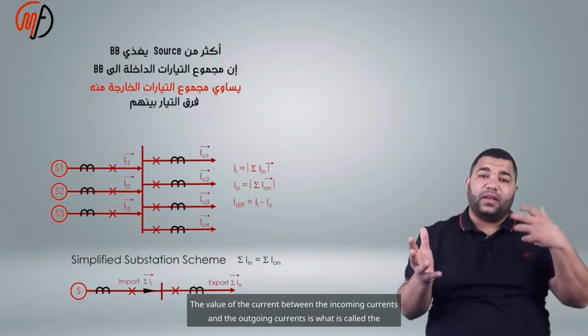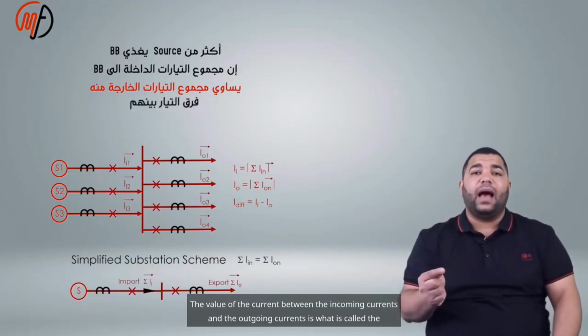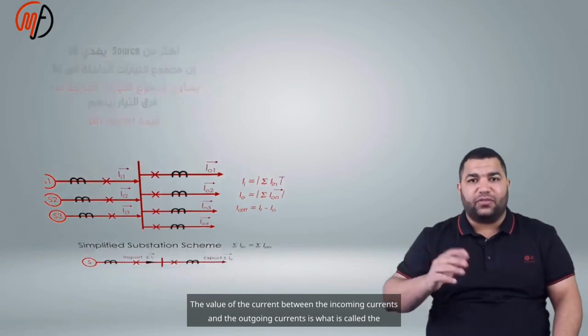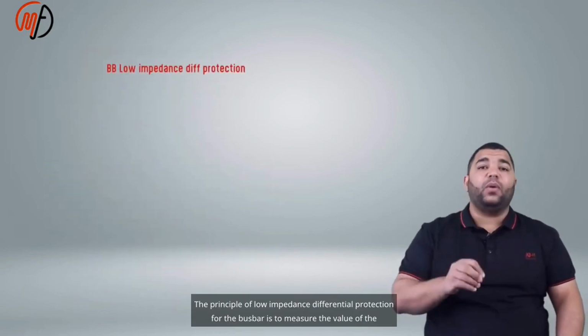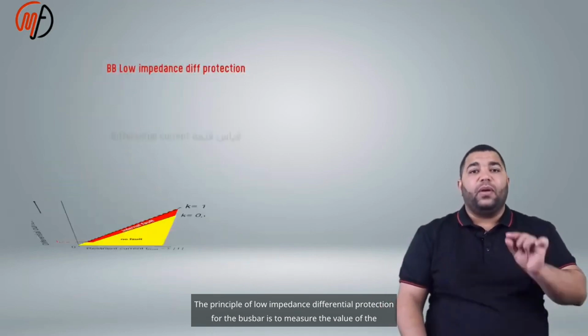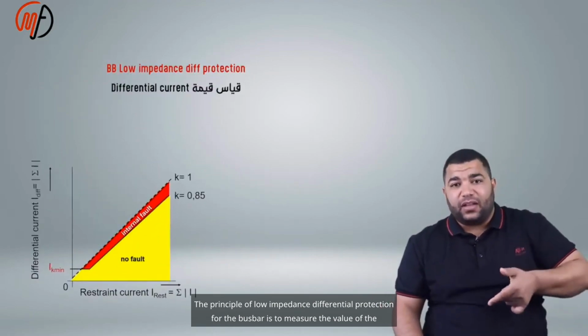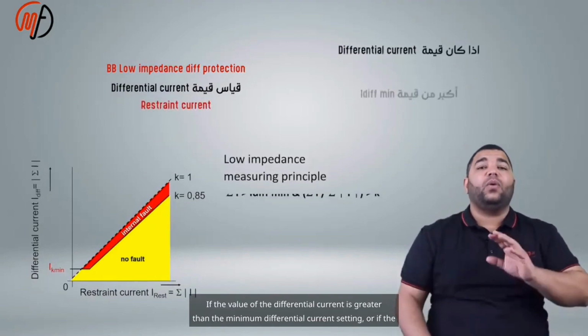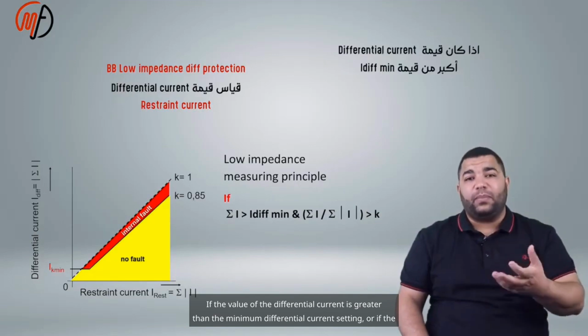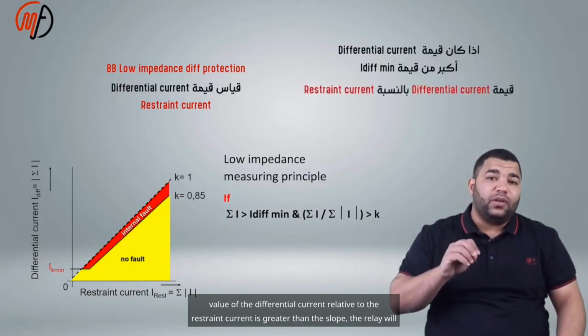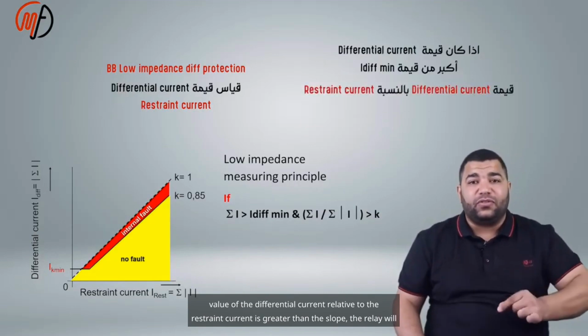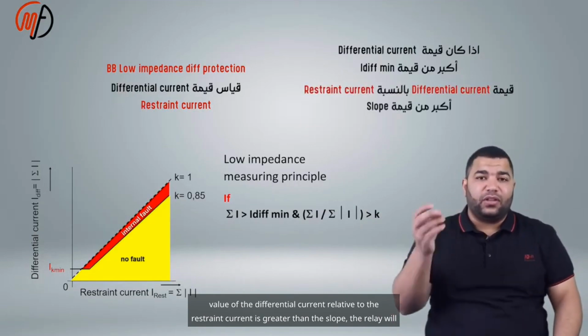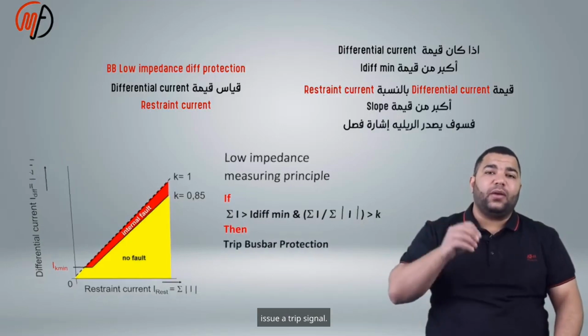The value of the current between the incoming currents and the outgoing currents is what is called the differential current. The principle of low impedance differential protection for the bus bar is to measure the value of the differential current and the restraint current. If the value of the differential current is greater than the minimum differential current setting, or if the value of the differential current relative to the restraint current is greater than the slope, the relay will issue a trip signal.